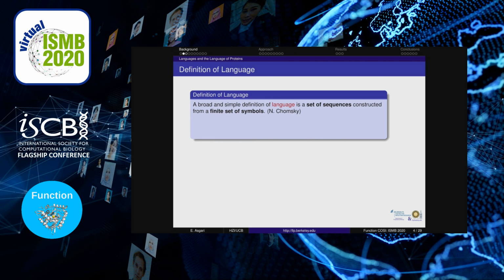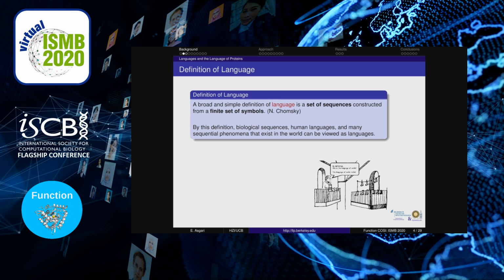Noam Chomsky defines language as a set of sequences constructed from a set of finite symbols. This is a very broad definition of language. By this definition, biological sequences, human languages, and many sequential phenomena in the world can be regarded as languages. Like DNA language is a set of sentences out of 4 nucleotides of ATCG. Similarly, RNA and proteins are also sentences out of 20 to 25 amino acids.